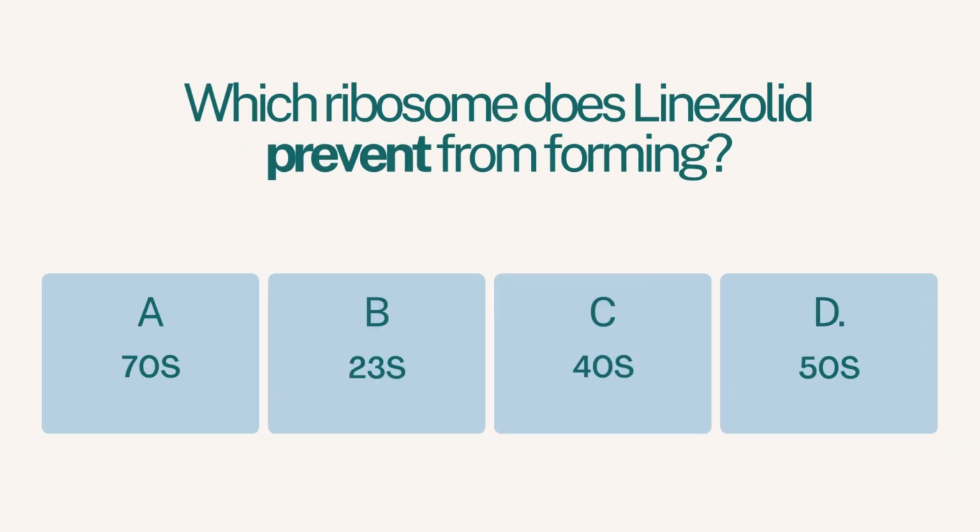Which ribosome does linezolid prevent from forming? A, 70S, B, 23S, C, 40S, D, 50S. The answer is A, 70S.